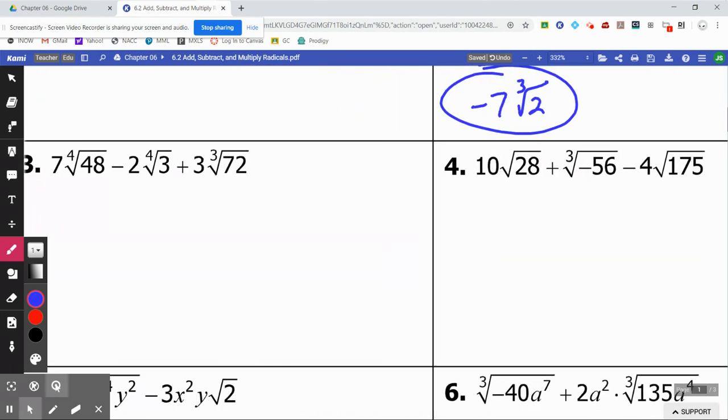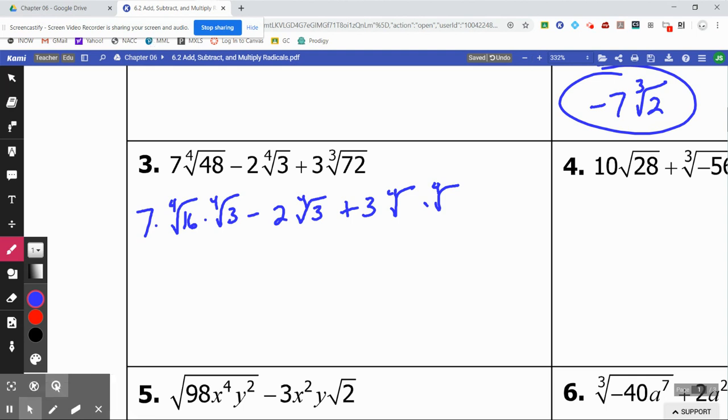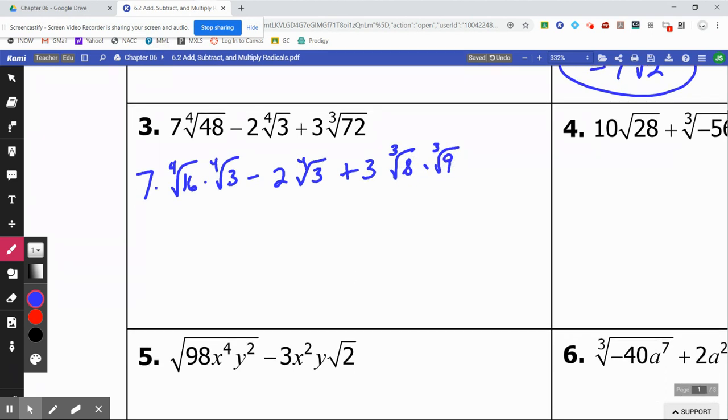Number 3. 7 times the 4th root of 48, we're going to split. That'd be 7 times the 4th root of 16 times the 4th root of 3, minus 2 times the 4th root of 3, plus 3 times the root of 72, let's see, let's split that into, oh, I nearly messed up there. That's actually a 3rd root, and that's the reason I couldn't think of anything. A 3rd root of 72, let's split that into, let's see, 8 times 9. We know the cube root of 8. Okay, so now let's clean it up.